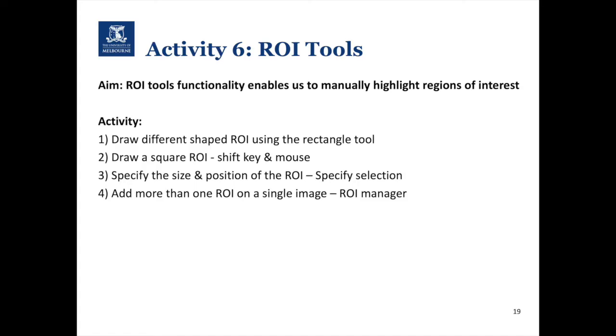So activity 6 is to go through some of those regions of interest tools. This is allowing us to manually highlight regions of interest within our image. So the first activity is to draw different shapes, ROIs, using the rectangle tool, the ellipsoid tool, the line tool, etc. Next thing is to try and draw a square region of interest, holding the shift key whilst you're drawing the ROI. Next one is to specify the size and the position of the region of interest using the specify selection tool. Then you can use the ROI manager to add more than one region of interest onto the image.